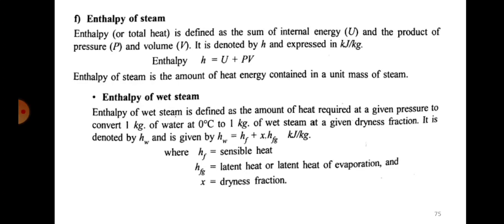But enthalpy of wet steam will be different, enthalpy of dry steam will be different, enthalpy of superheated steam will be different. So the enthalpy of wet steam formula is HF plus X into HFG. Now what is X? X is the dryness fraction. HF is the sensible heat, HFG is the latent heat, and X is the dryness fraction. So you need to remember these formulas for numericals. When we have problems on these things, we will have to know this particular formula. So enthalpy of wet steam HW is equal to HF plus X into HFG.